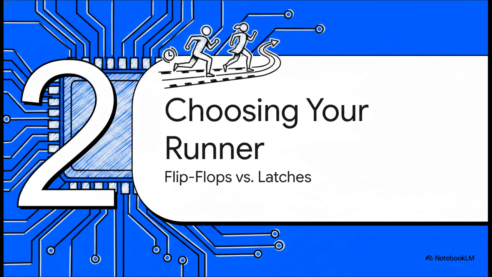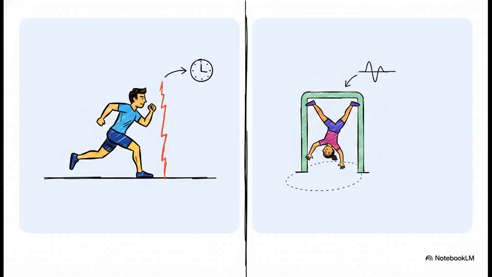All right, we've got the rules down, so now let's talk about the runners. The actual circuits that are passing this data baton back and forth. In chip design, you've basically got two main types of athletes for this race, and believe me, they have very different styles. First up, you've got the flip-flop. I want you to picture a super disciplined sprinter. It only acts at one precise moment, that go signal from the clock. It's reliable, it's predictable, it's safe.